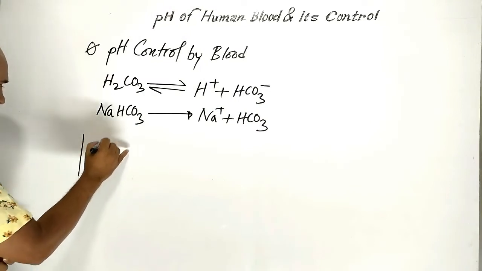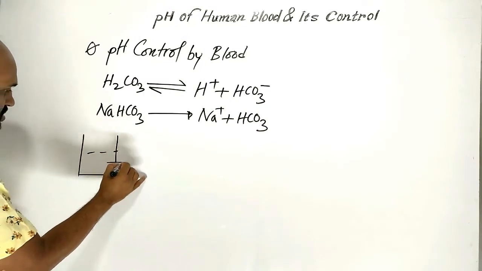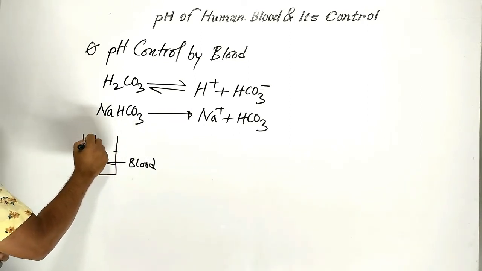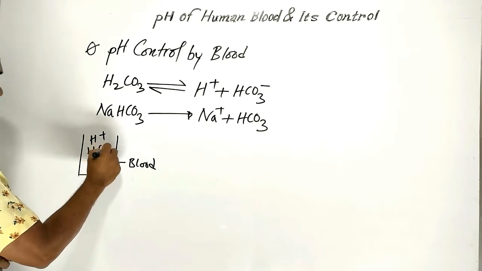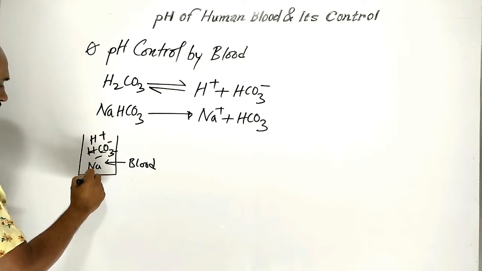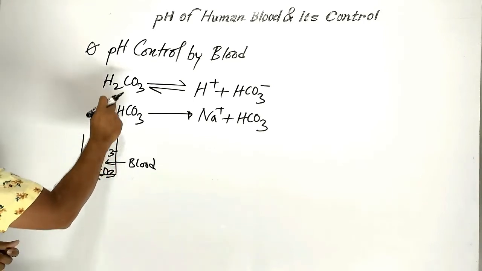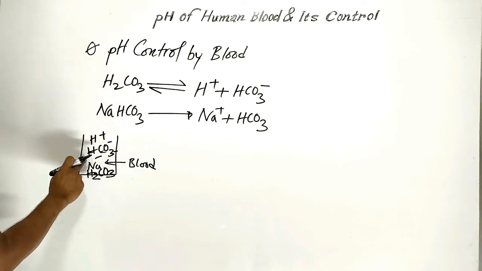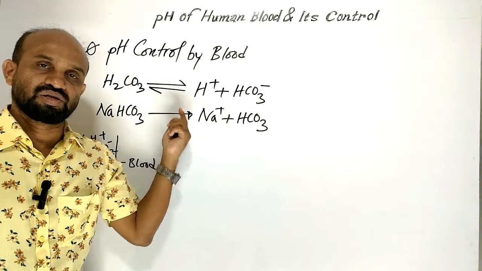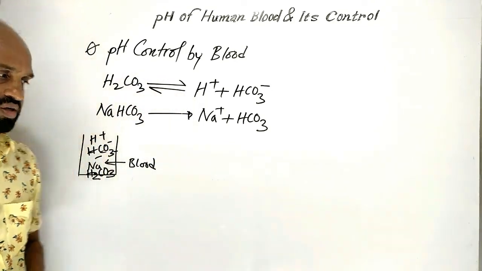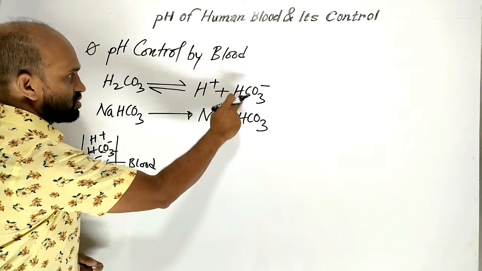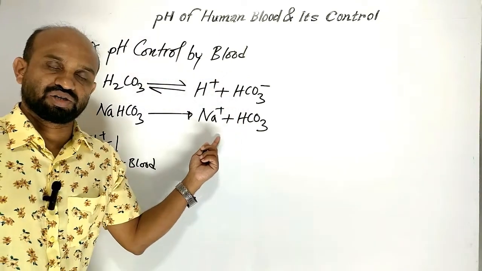That is, suppose this is blood that contains proton, bicarbonate ion, sodium ion and carbonic acid. Carbonic acid is present there because it's a kind of weak acid. It doesn't dissociate completely. That is why blood contains carbonic acid, proton, bicarbonate ion and sodium ion.